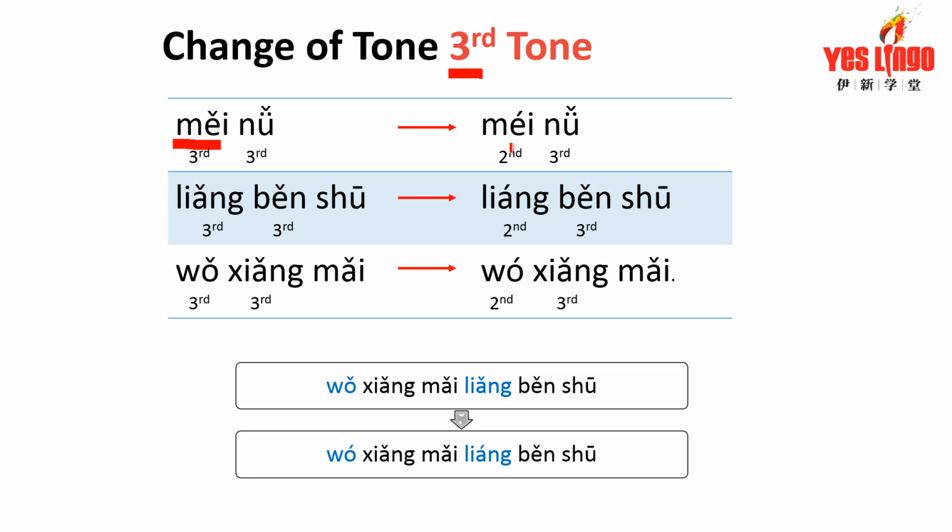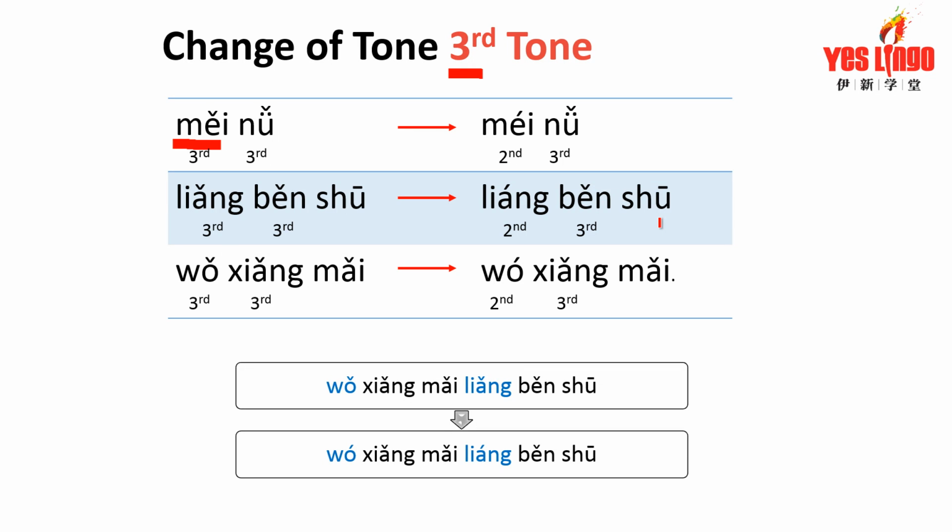Now, this rule actually applies to an entire sequence of words. For example, 两本书 means two books. And it still follows this rule even though the sequence contains more than just two words. See, 两本 are both third tone words. So it changes to second tone, third tone, and becomes 两本书. 两本书. This means two books.